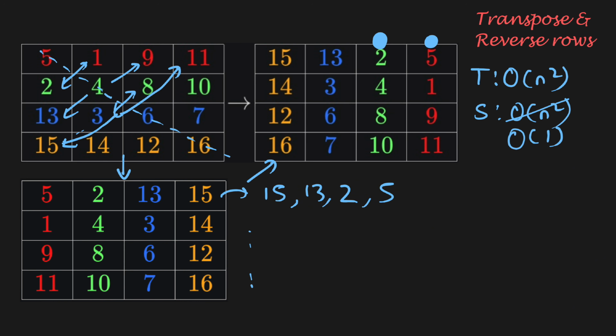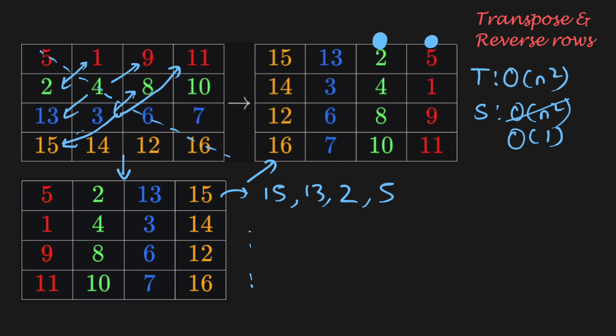Now the time complexity of this approach is O(n²), because transposing the matrix and reversing each row both take O(n²) time. So the overall time complexity will be O(n²) and the space complexity will be O(1) because we are performing this operation in place.